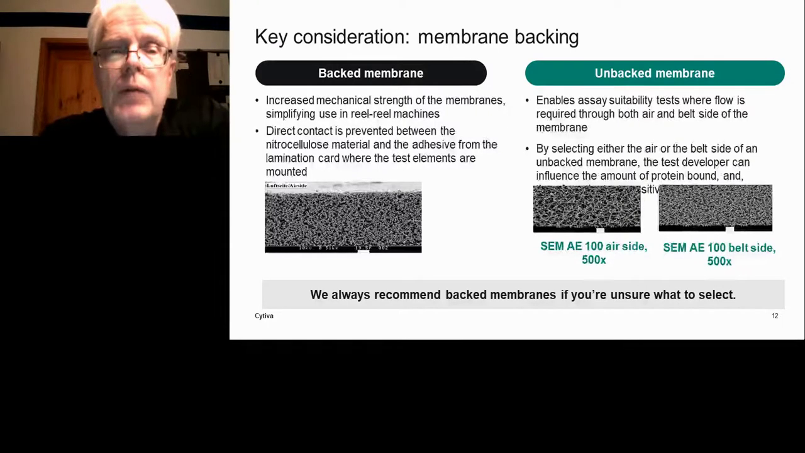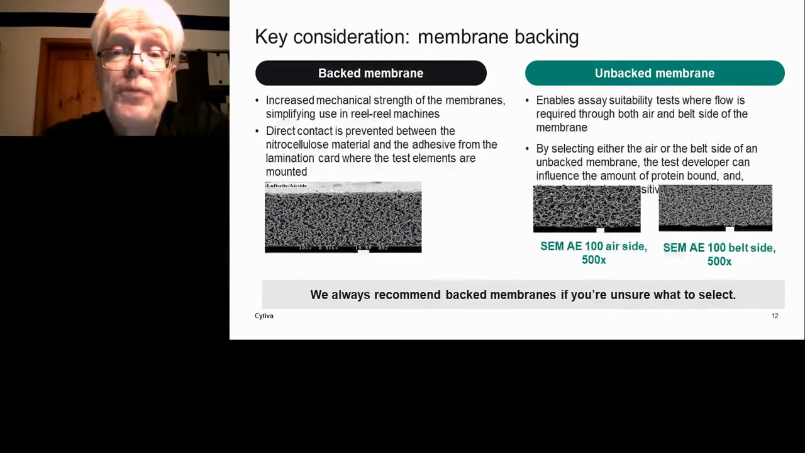Membrane backing. Well, what is that? When you manufacture nitrocellulose membranes, the nitrocellulose raw materials are dissolved in organic solvents with boiling points lower than that of water. These casting mixes are poured onto a solid surface, typically a steel belt if you want an unbacked membrane, or a plastic belt if you want a backed membrane.